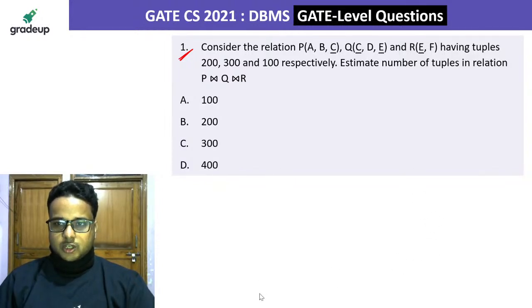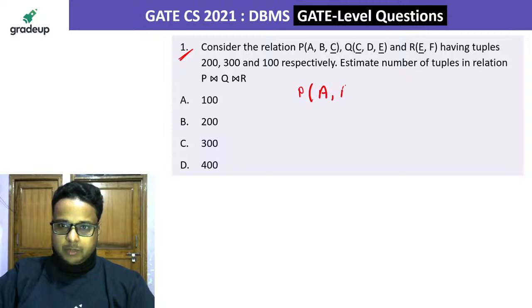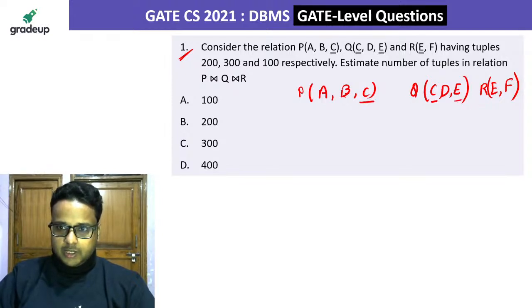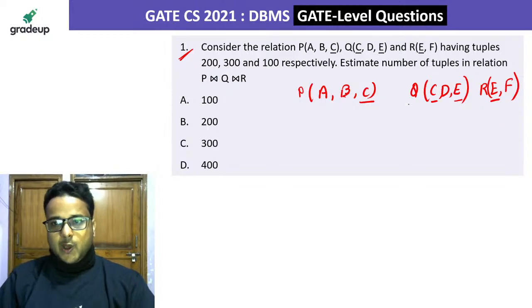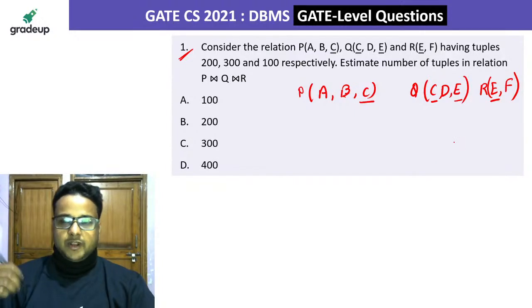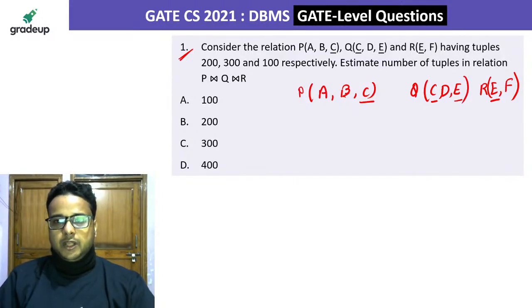If you remember, this was the question which I gave you for homework yesterday. Very good, the answer of this question. Here they are saying we have a table P in which we have A, B and C, and a table Q in which we have C, D and E, and a table R with E and F. C is the primary key, and E too. Maybe one can be the primary key and one can be the unique key.